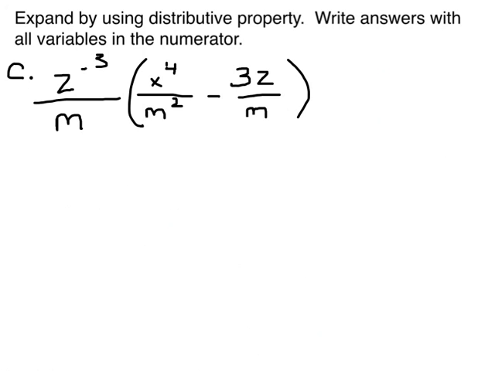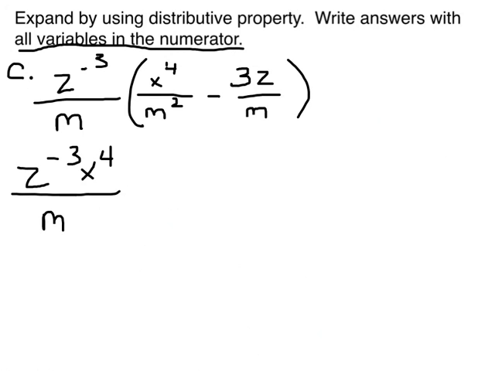All right, C and D are going to say expand by using the distributive property. Then we're going to write answers with all variables in the numerator, okay, up top. So I've got z to the negative third, x to the fourth, and m times m squared is m cubed. Minus 3 z to the negative third and z to the first is z to the negative second, and m times m on the bottom is m squared.